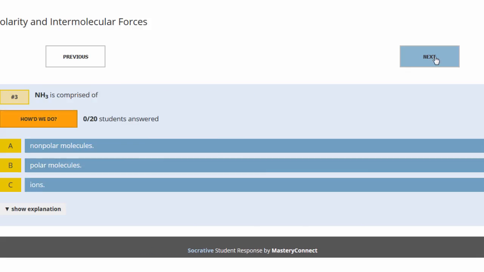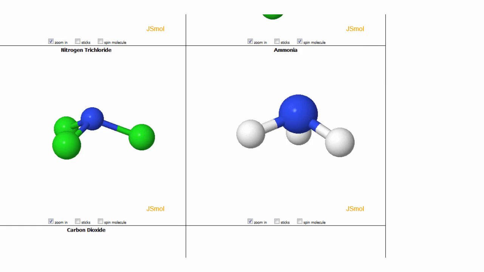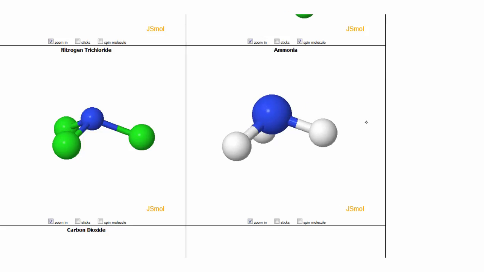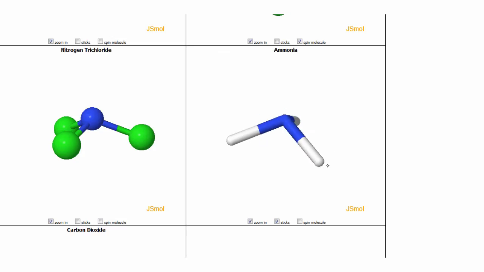So next up is NH3 comprised of nonpolar molecules, polar molecules, or ions? Now for this one, it would be helpful to know its three-dimensional structure. Here's the three-dimensional structure for ammonia. I'll show you here what it looks like with the sticks. So nitrogen kind of sits above the rest of them.